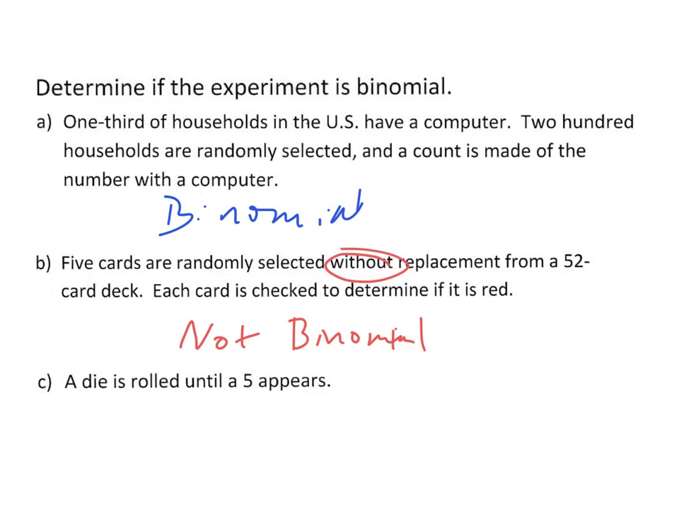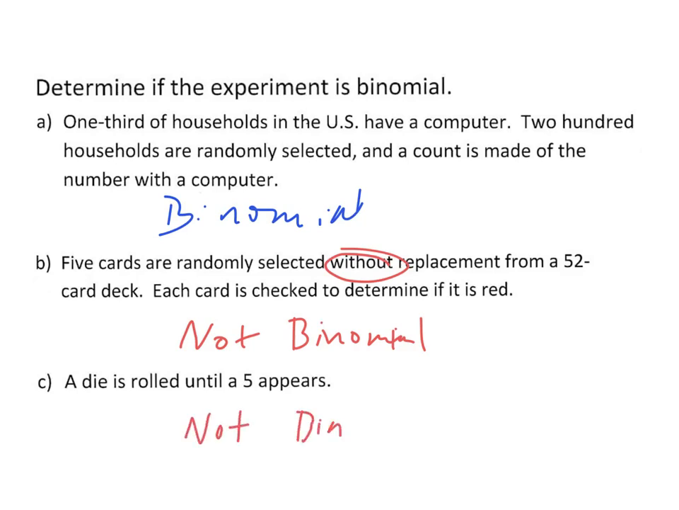Until a 5 appears, sorry. What's a success? Getting a 5. What's a failure? Any other number. Okay, so it's either 5 or not 5. But we don't know how many times we're going to roll it. So there's not a fixed number of trials. Okay, so this also is not binomial.